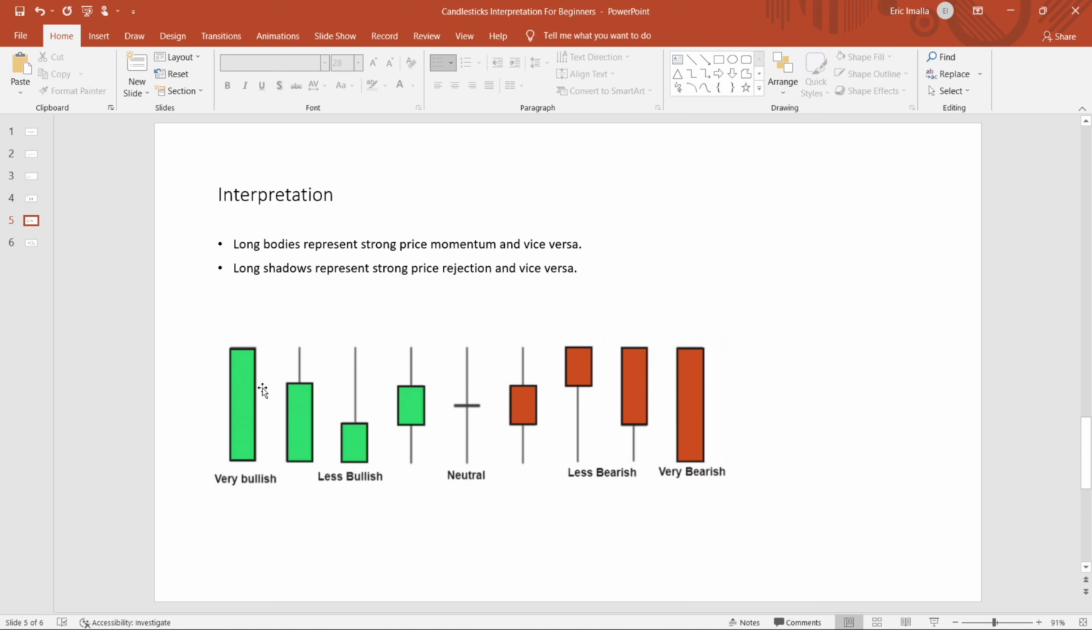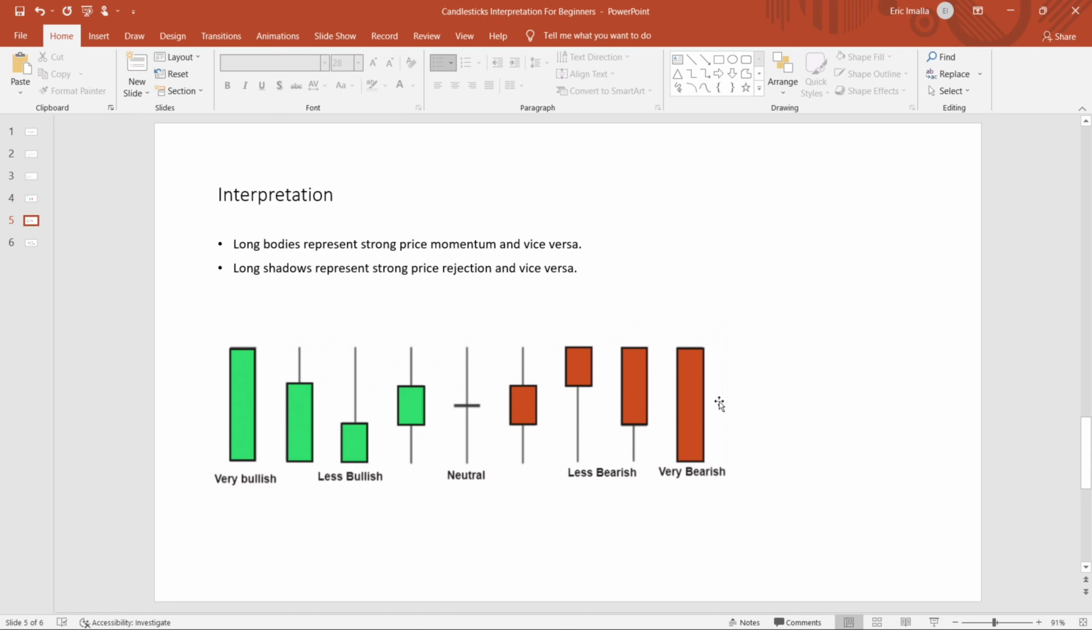Whenever you see a long body, it indicates strong price momentum. It doesn't matter whether the candlestick is bullish or bearish. The most important thing is for you to check the size, or rather the length of the body. In this case, this candlestick is bullish. So when we have a long body, it simply shows that we have strong buying momentum. And it's the very opposite for the bearish candlestick. This candlestick is bearish and it has a long body. So it indicates that we have strong momentum to sell, or rather you can say we have strong selling pressure.